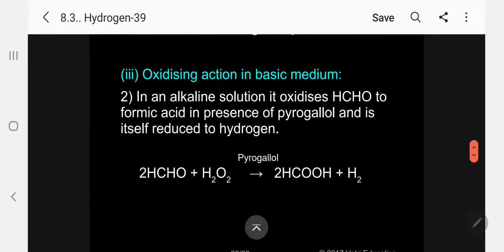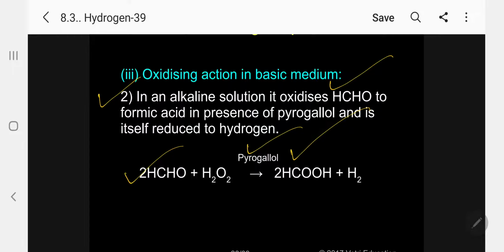Now, another important example. In alkaline medium solution, it oxidizes formaldehyde to formic acid. Addition of oxygen. In the presence of pyrogallol, a trihydric phenol, 3 phenolic groups in the benzene ring, pyrogallol is oxidized and hydrogen peroxide itself is reduced to hydrogen. Kindly follow. Instead of water so far, in this case it undergoes reduction to hydrogen. It is also taking place in basic medium.